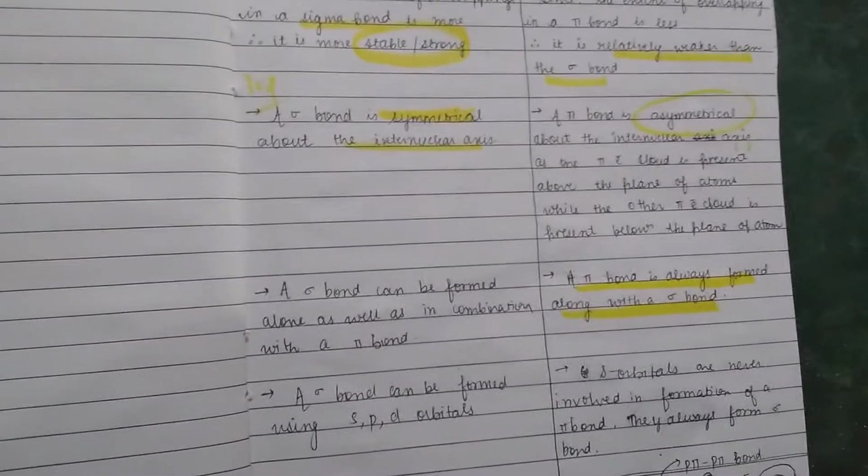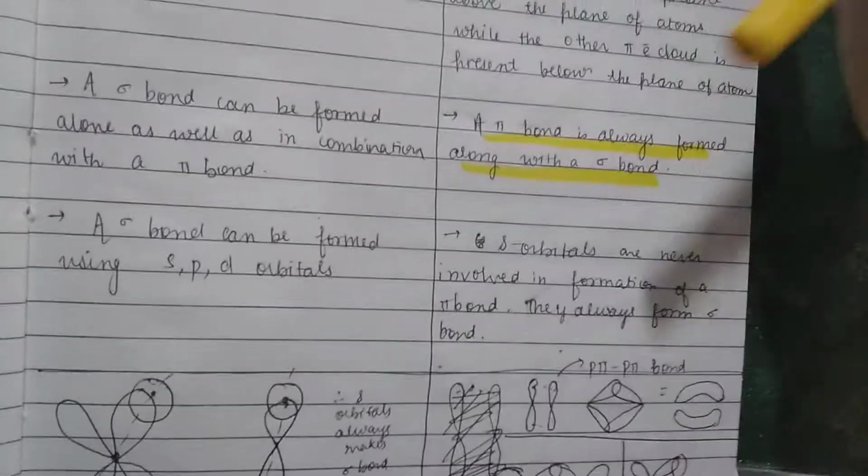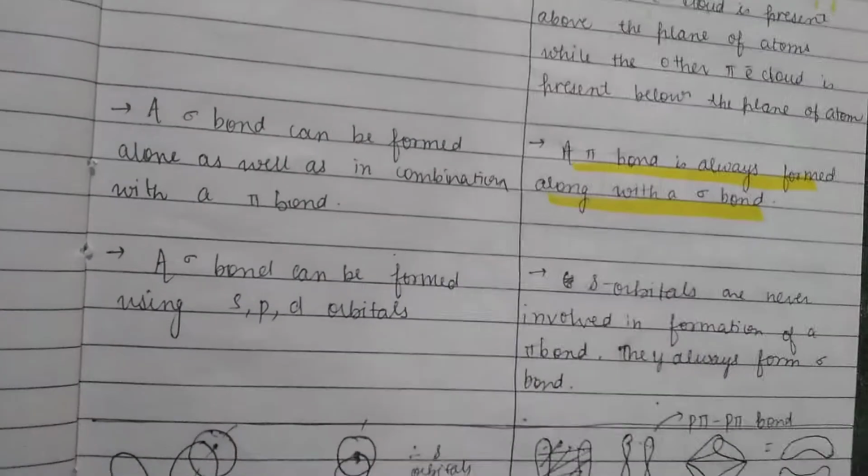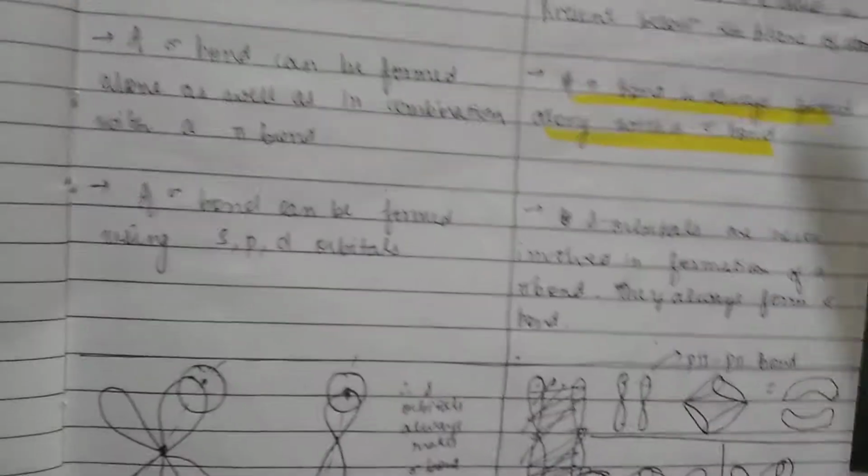A sigma bond alone can also be formed. We can form only a sigma bond, like in one overlap. But for a pi bond, we need to have one sigma bond. Otherwise, the pi bond will not be formed.